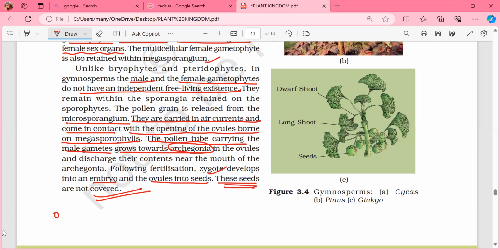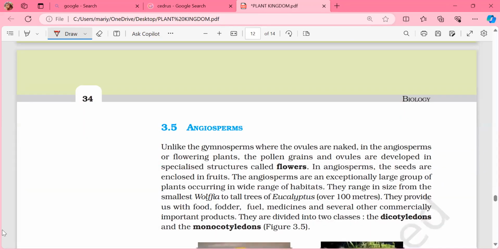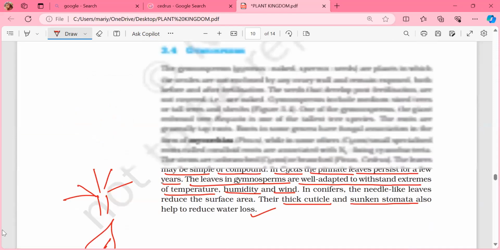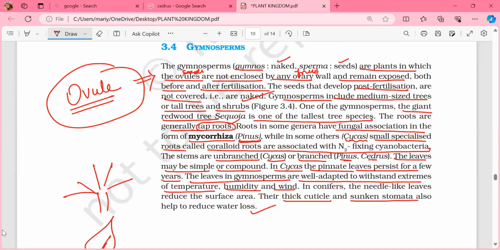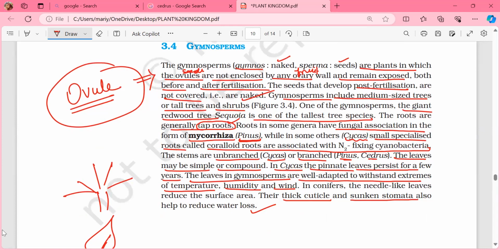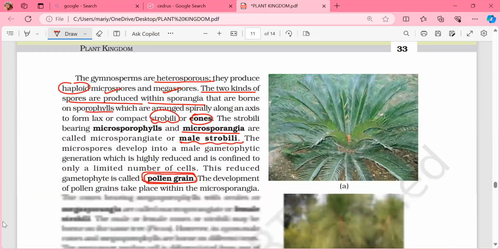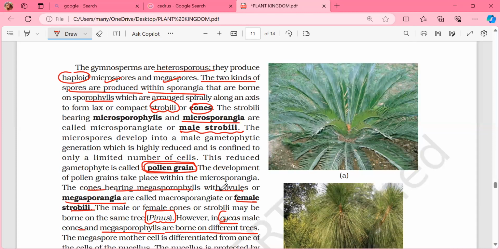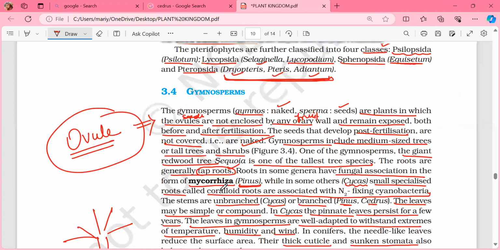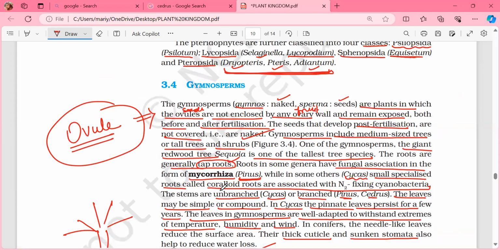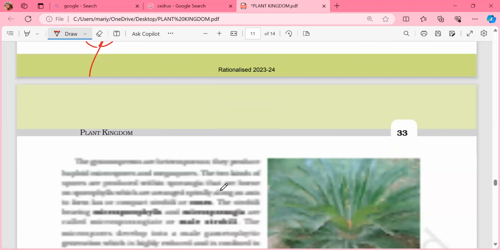Got it? So this was about gymnosperm. Any doubt? No. Now you already know the examples: Pinus, Cycas, Cedrus, right? What else? Pinus, Cycas, Cedrus. Is there anything that I'm leaving? Sequoia. Am I not leaving Sequoia? The redwood tree. Okay.